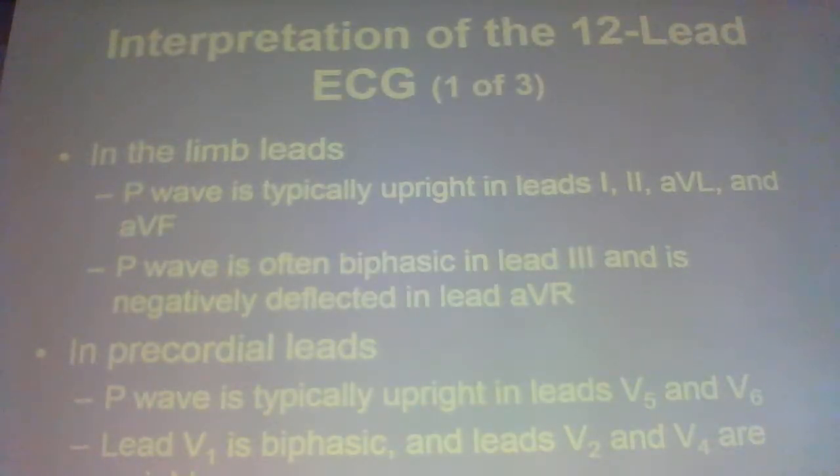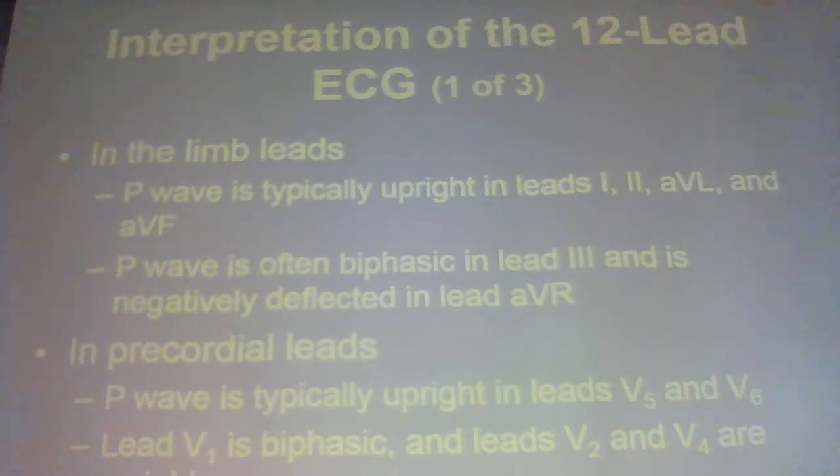All right. So it talks about P waves. We already talked about it. P wave is usually monophasic and positive in 1, 2, AVL and AVF. P wave is often biphasic in lead 3 and is negative in AVR. What's biphasic mean? Bi means 2. So remember your P wave sheet. Look at V1 on a normal P wave. It goes up and then it goes down. That's biphasic. It goes 2 ways.